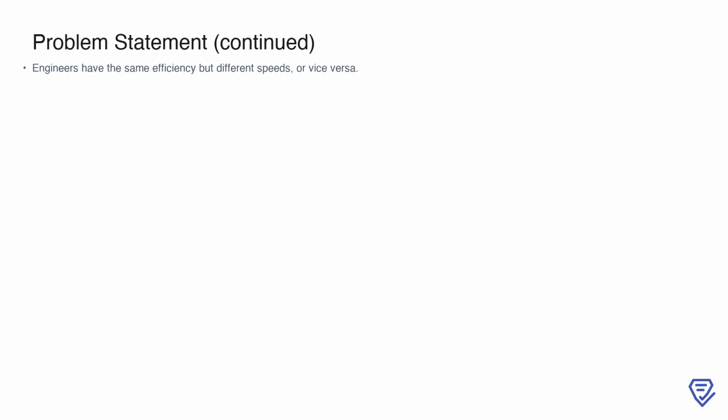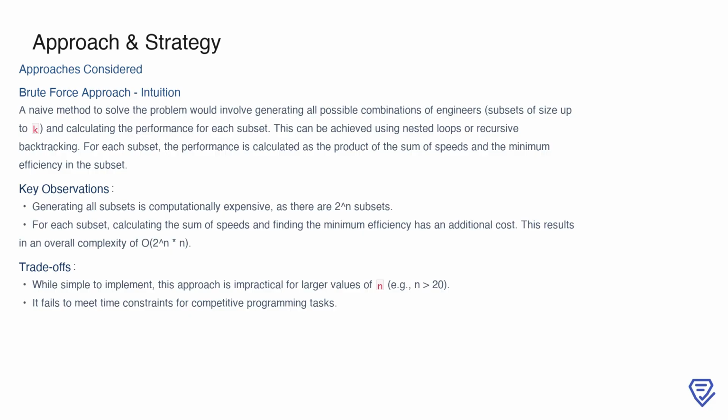Handling these cases correctly will ensure that our solution is robust and performs well even for the upper limits of the constraints. To solve this problem, we first consider the brute force approach. The idea here is to generate all possible combinations of engineers, with subsets of size up to k, and calculate the performance for each subset. For each subset, the performance is determined by multiplying the sum of the engineers' speeds with the minimum efficiency in the subset. While this method is straightforward, generating all subsets is computationally expensive since there are 2 to the power of n subsets to consider. On top of that, for every subset, we need to compute the sum of speeds and find the minimum efficiency, which adds an extra cost.